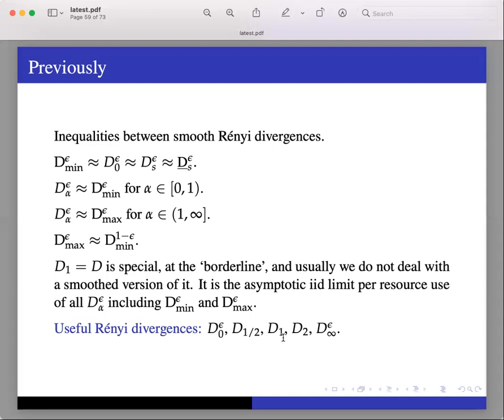D1, of course, is the Shannon relative entropy, with a lot of theory around it, borderline case, asymptotic iid limits, so it's very important. D2 is also important in some applications, such as those which study collision probability. Suppose I take two independent samples from the same probability distribution P, what is the probability that the samples X and X prime are equal? That turns out to be H2, the Reni 2 entropy, which can be derived from D2. So for this kind of collision results, D2 is important. And then, of course, D epsilon infinity, the other end of the Reni spectrum. This is important. This controls all our covering arguments, as we will see.